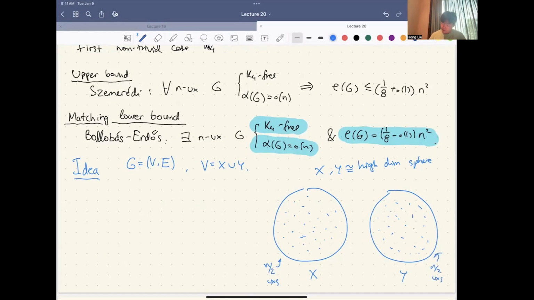This is just a sketch, okay? Let's not worry about details for now. How do we make the adjacency? There are two types of edges. Inside edges, those living completely inside X or completely inside Y, and cross edges with one end in X and the other end in Y. So let's start with inner edges. We say that x is adjacent to x prime if and only if they are almost antipodal.